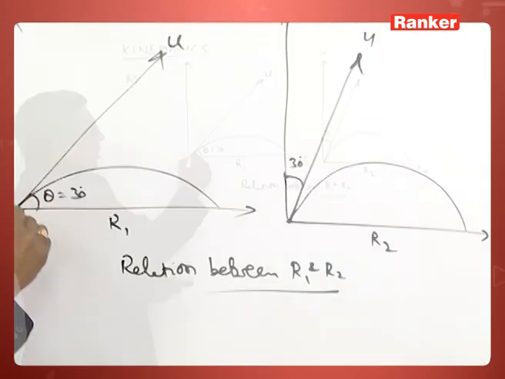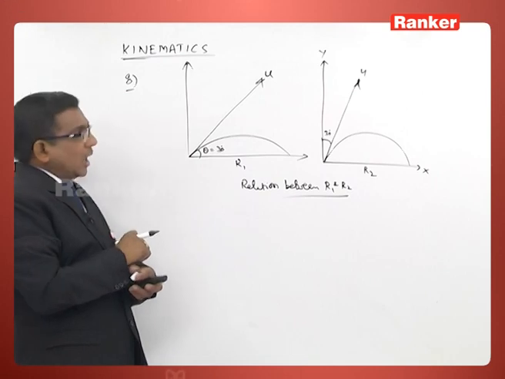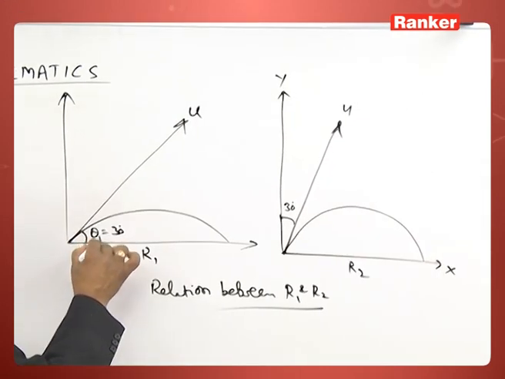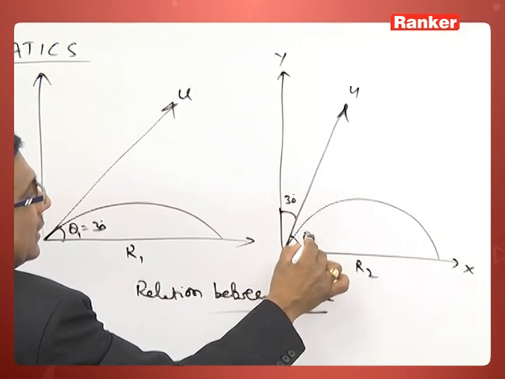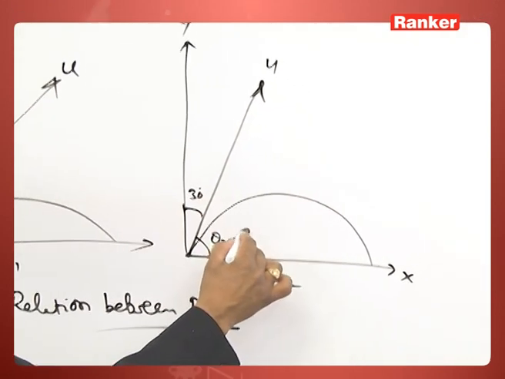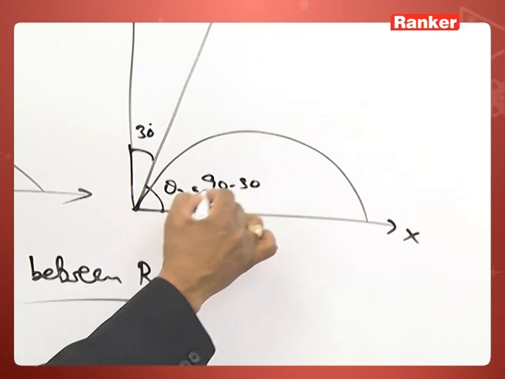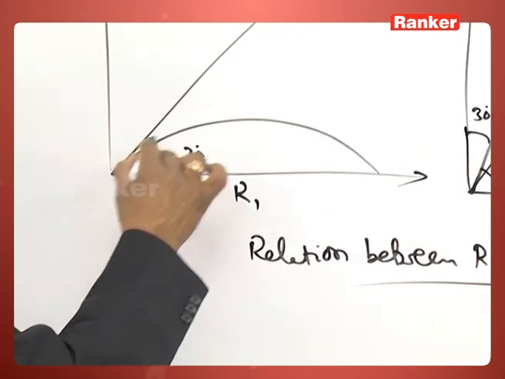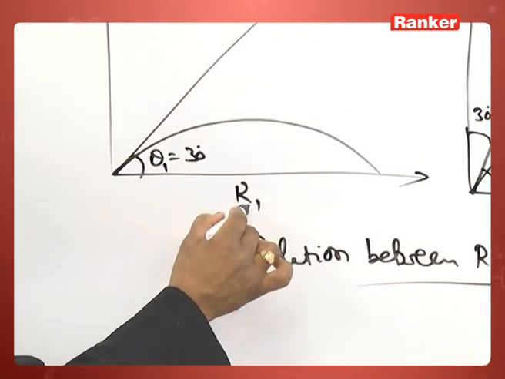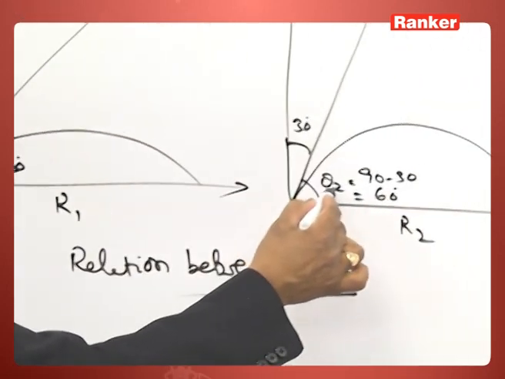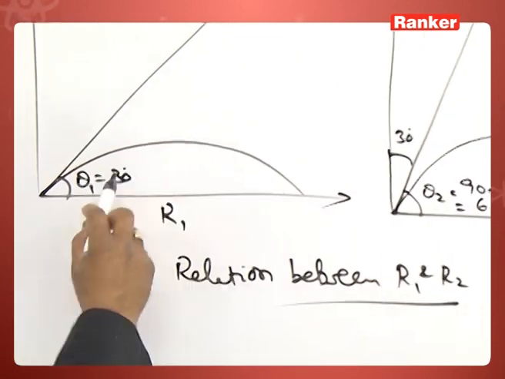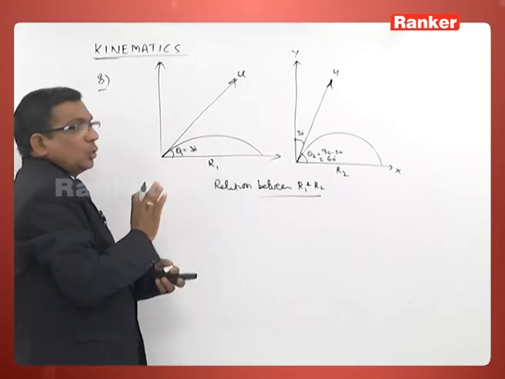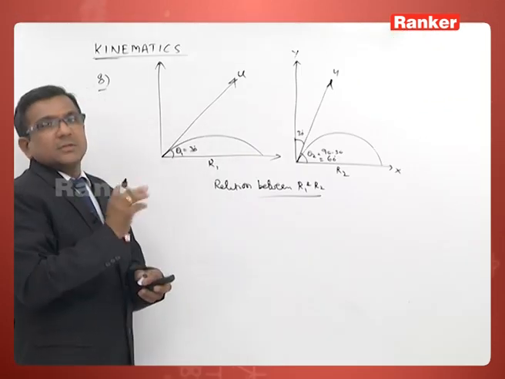How do you solve the question? Here, the angle of projection we always measure with respect to the horizontal. Here the angle, say theta 1, is 30 degrees, as given. What is the angle with respect to the horizontal here? Say theta 2. This theta 2 will be 90 minus 30, which is 60 degrees. Here the angle of projection is 30 degrees and the range is R1. Here the angle of projection is 60 degrees and the range is R2. As the angle becomes double, 30 becoming 60, you cannot say the range also doubles, that is wrong.